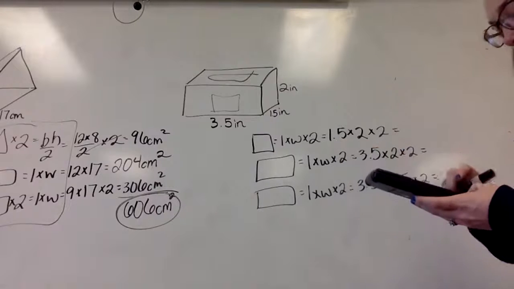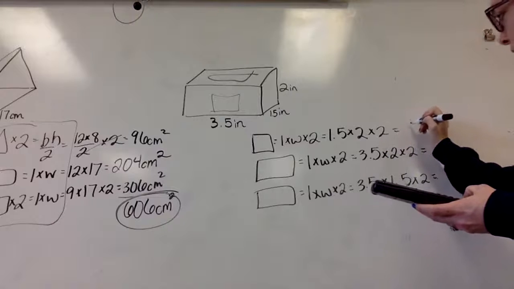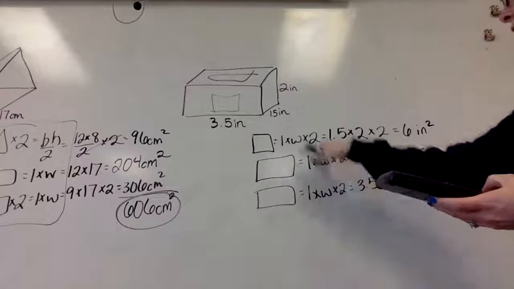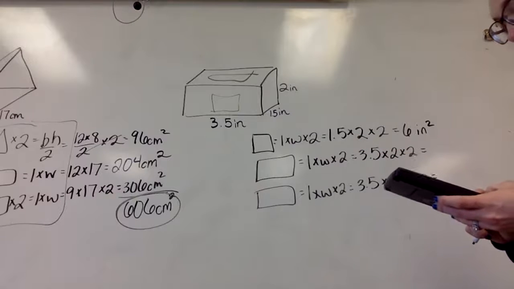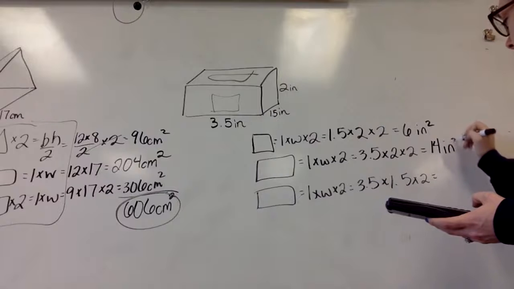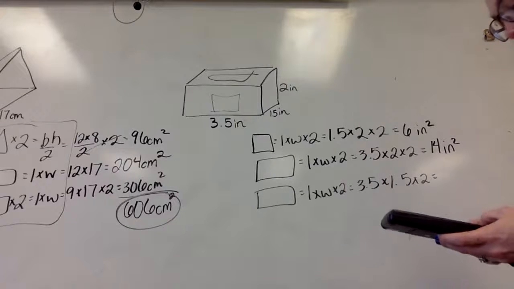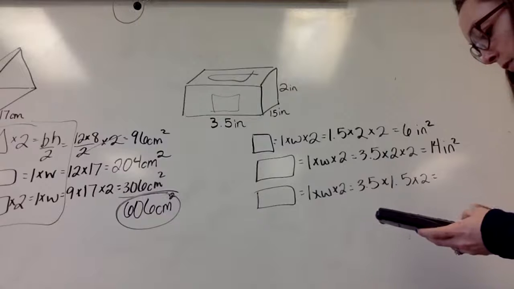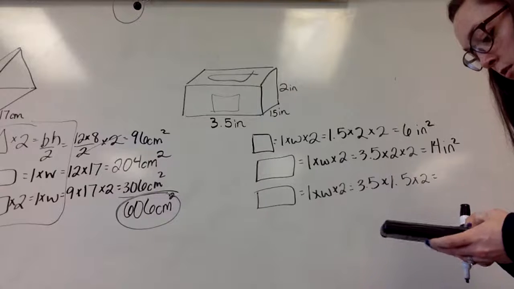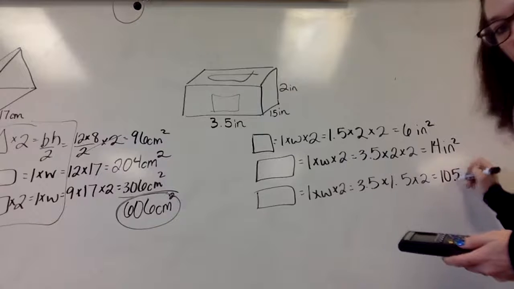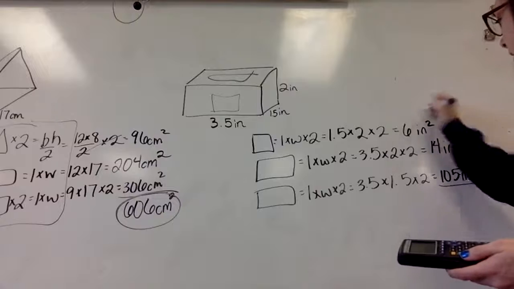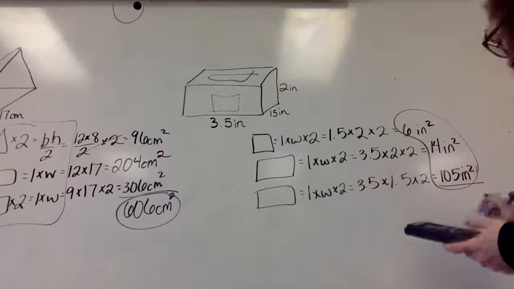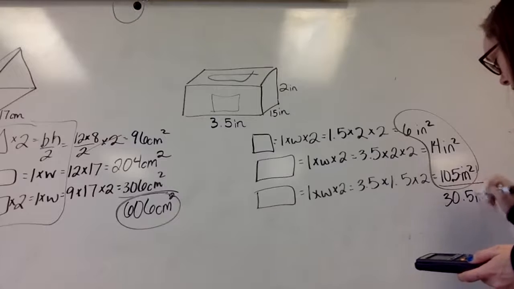So 1.5 times 2 times the 2 rectangles gives me 6 inches squared. And then the next one, this front and back one, 3.5 times 2 times 2 gives me 14 inches squared. And then 3.5 times 1.5 times 2. Sorry, my calculator messed up. So I get 10.5 inches squared. So then I'm going to add all this up. And you get 30.5 inches squared.